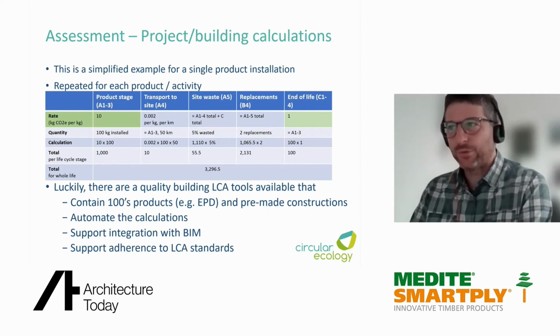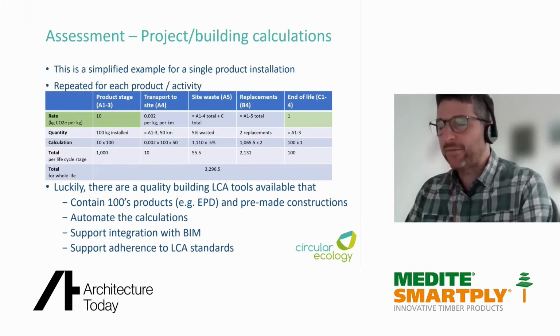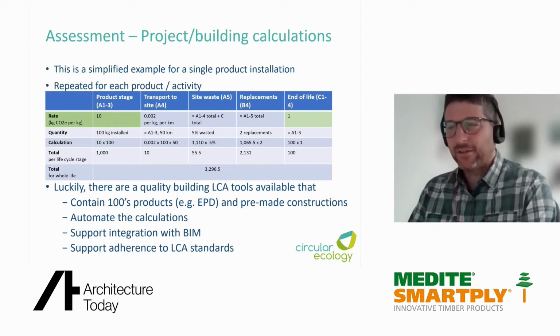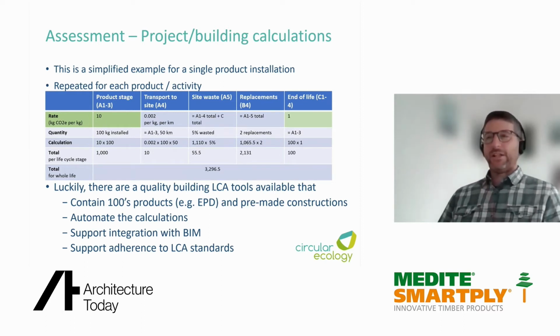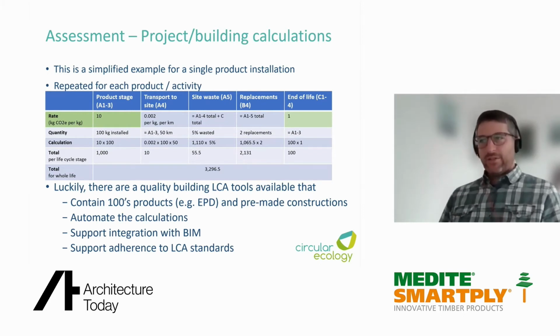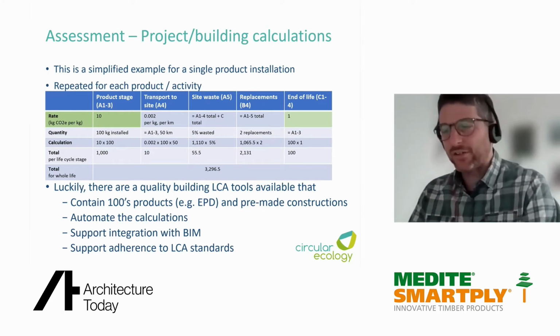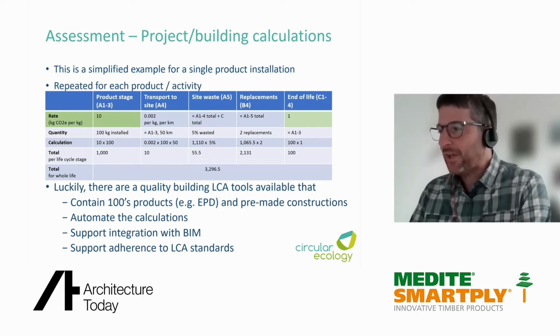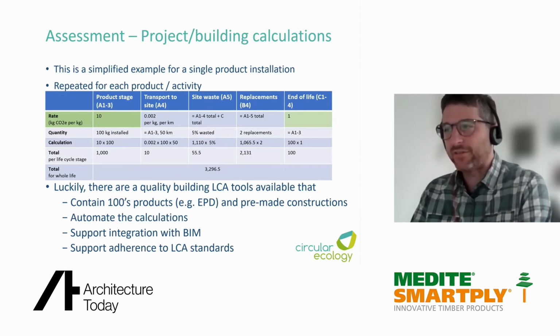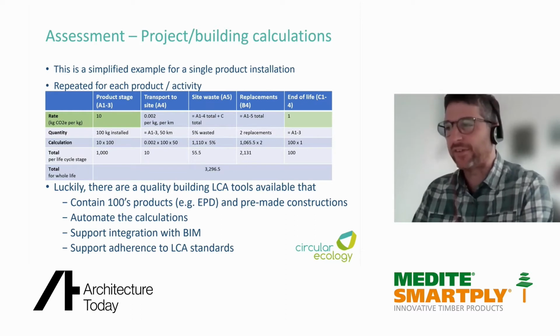But that needs to be done for every single product. So clearly it's quite a task to do, particularly on large projects. So luckily there are building LCA tools that automate this. As I've mentioned, they contain hundreds of products that you can choose from. They also contain many pre-made whole constructions, of complete roof build-ups or complete wall build-ups, which particularly at the beginning of projects around concept design stage can make things much quicker than building up from individual products. They automate the calculations, and many of them support integration with BIM, which is a much quicker way of tackling this rather than keying in lots of quantities.